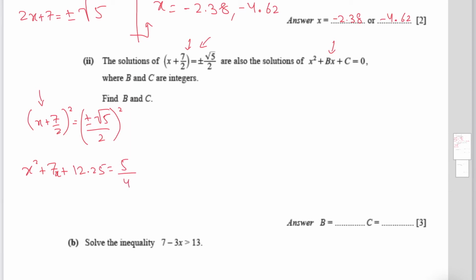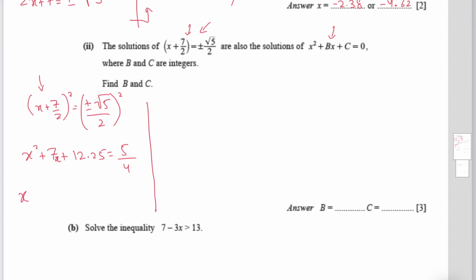Okay, now let's continue with the remaining part of the question. First, we bring plus 5 over 4 to the left side. So we do x square plus 7x plus 12.25 minus 5 over 4. This should be equal to 0. So we write finally x square plus 7x plus, okay, let's do 12.25 minus 5 over 4. The calculator tells us that this is equal to 11, so x square plus 7x plus 11 is equal to 0.